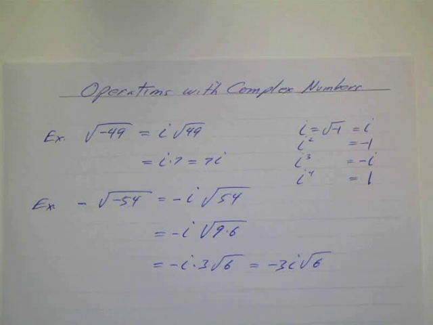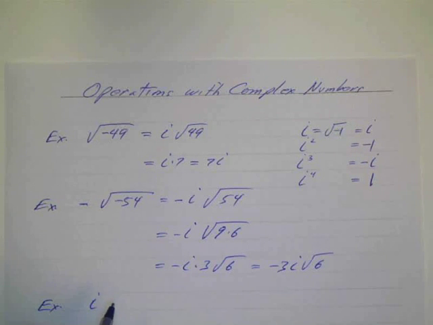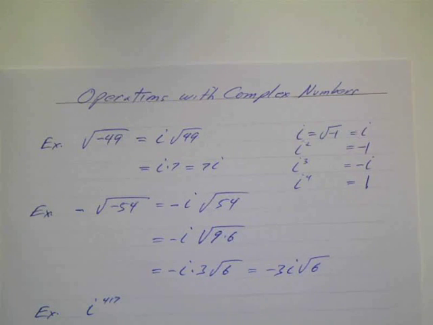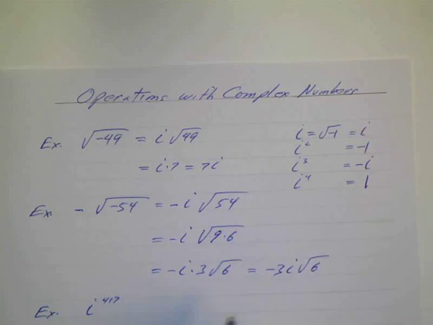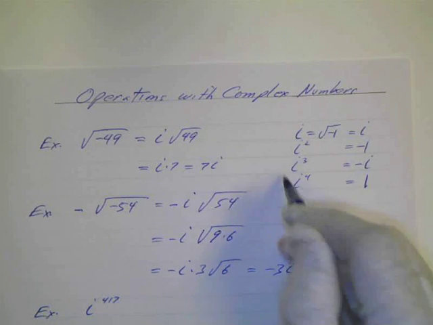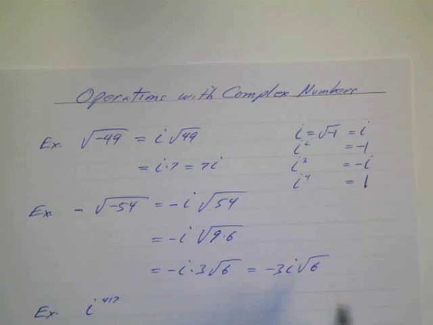Now, sometimes you see some things like this. Here's an example. What is i to the 417th power? Well, we know that these cycle through. So all we have to do is take 4 and divide it into 417.